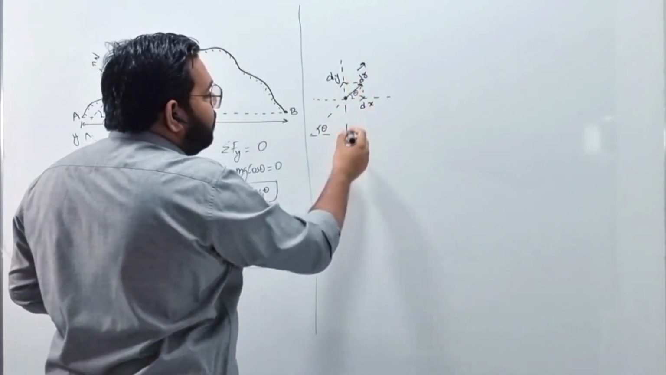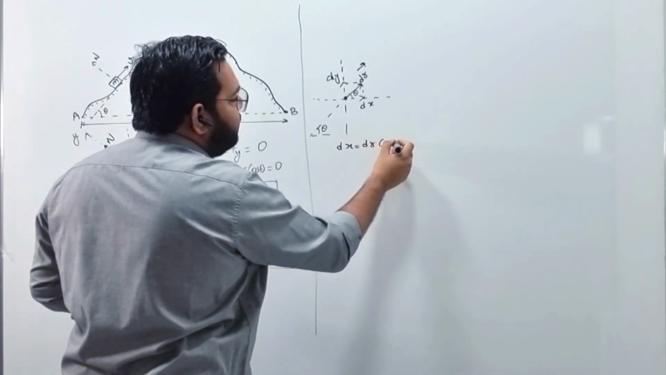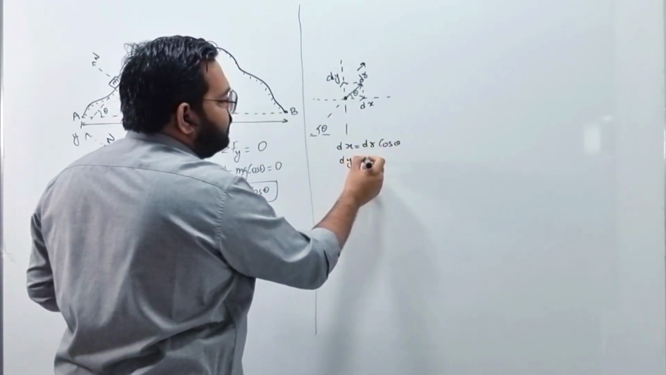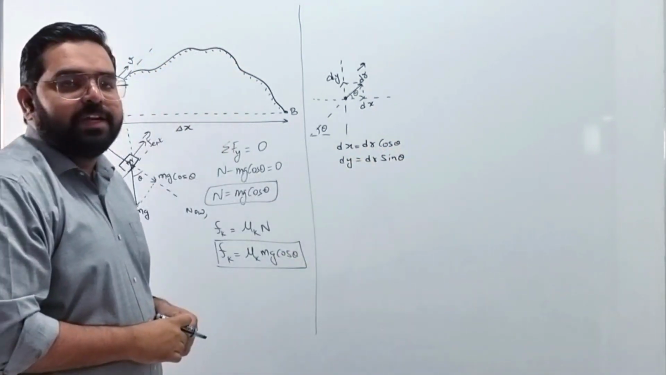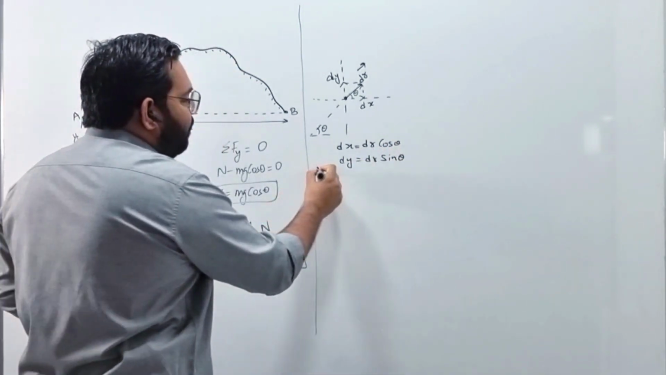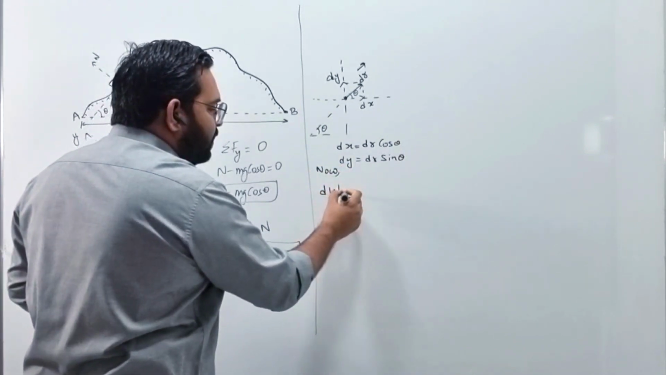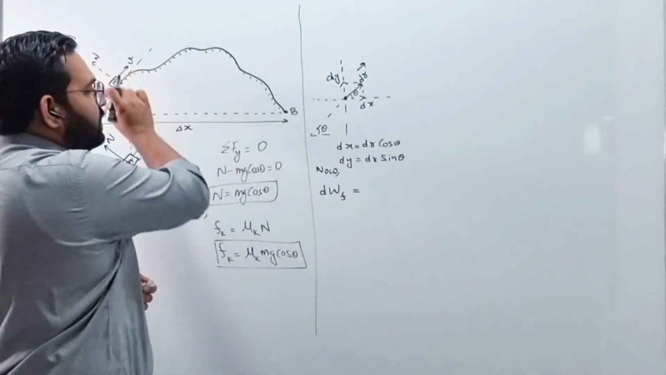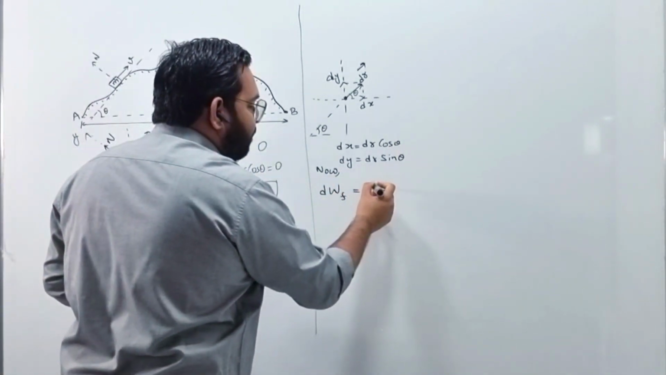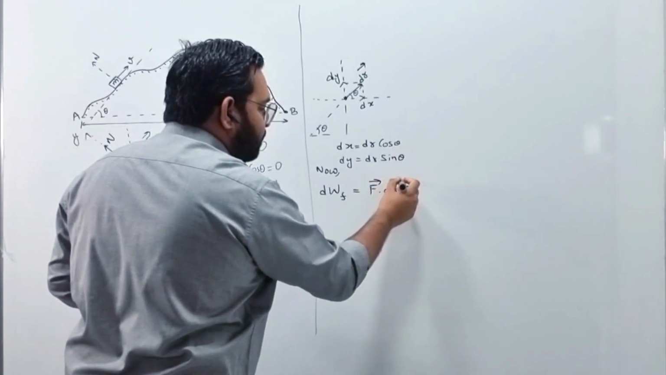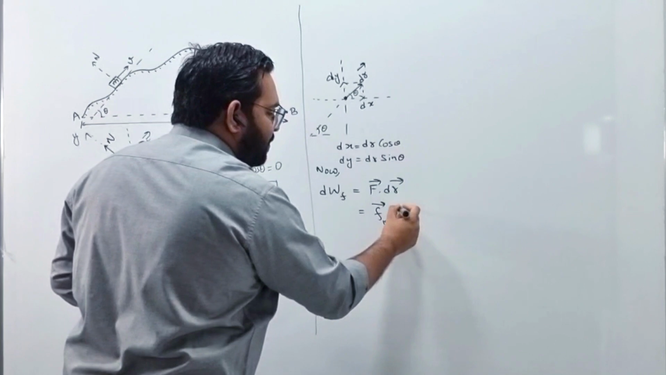And if we resolve it, we are going to get dx as dr cos theta and dy as dr sin theta. Basic resolution of vectors. Now, if you want to find out work done by friction for this small instant of time or for this small displacement dr, we can simply use the formula F dot dr, where F would be the frictional force, kinetic friction, and dr would be the displacement.